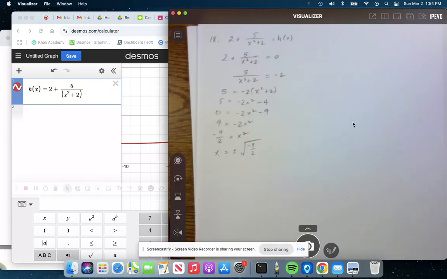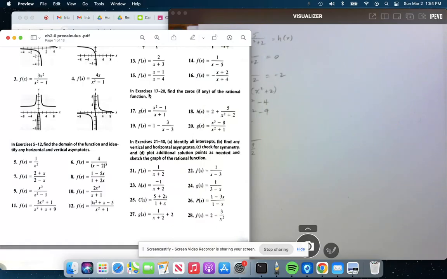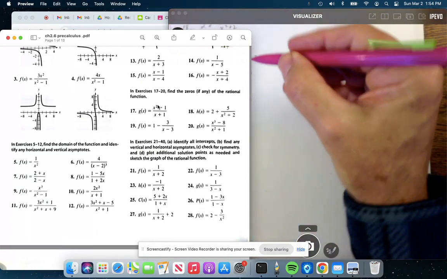All right, so that was number 18. To answer the question, find any zeros, if any, of the rationals, we would say no real zeros.